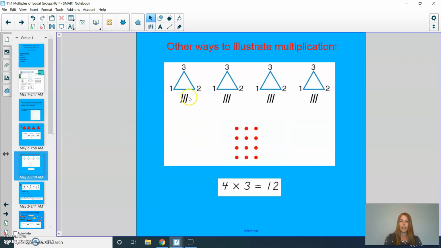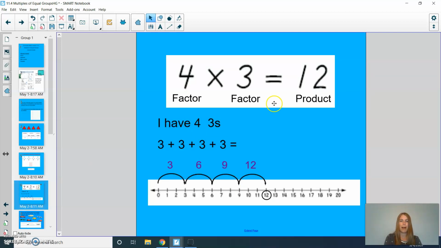So one way to do this is I could count the corners, and I could see, okay, each of these triangles has 3 corners, and so I could count by 3s. I could make an array showing 4 by 3, getting my answer 4 times 3 equals 12. So when we're looking at a problem like this, the 4 and the 3 are called factors. The 12, or the answer, is called the product.